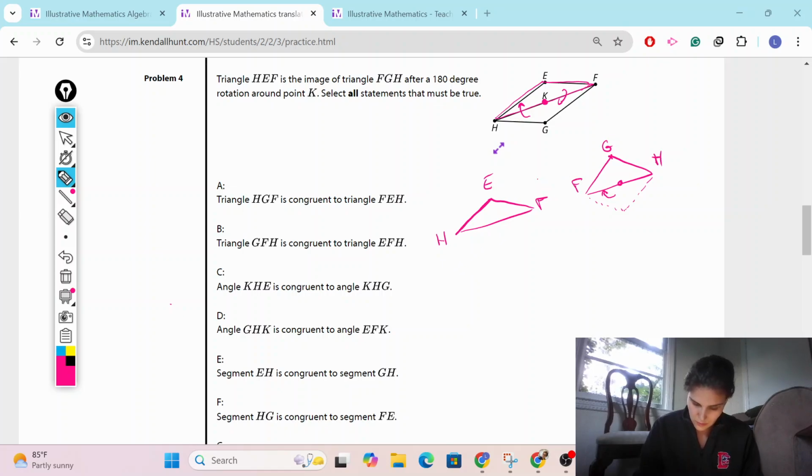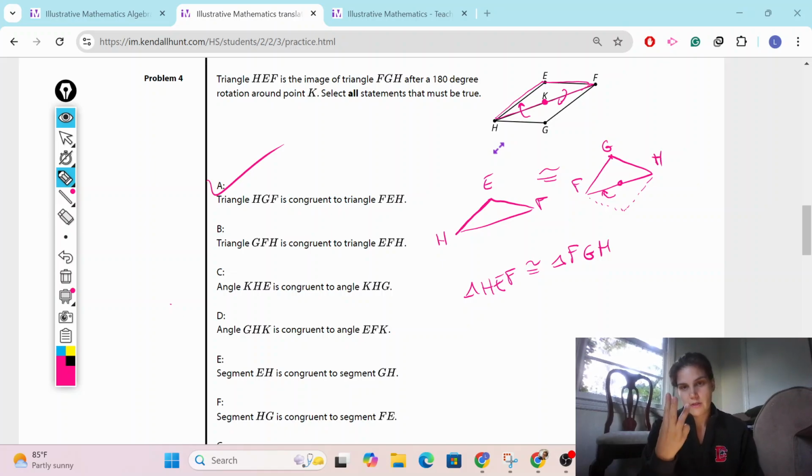So these are the two congruent triangles that we have. Triangle HEF is going to be congruent to triangle FGH, and that's going to help us see which of our answers are correct. So, is triangle HGF congruent to triangle FEH? Yes, that is true because it's a rotation.